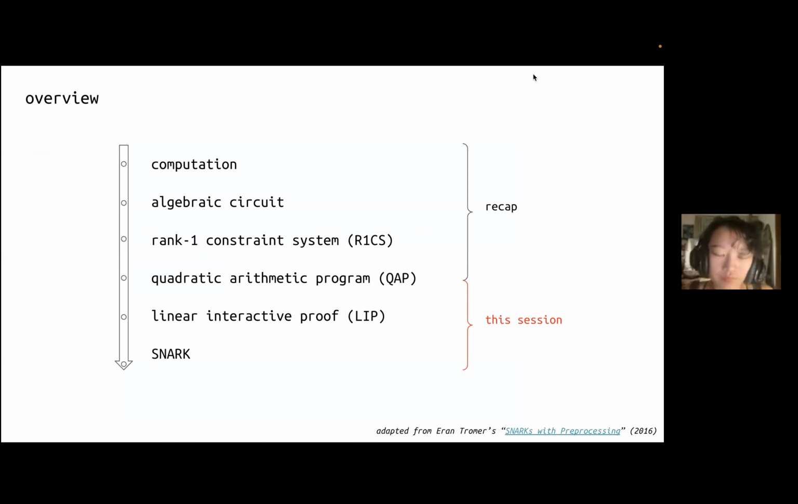I understand that you've already covered the first part of the Groth16, which is going from the computation to R1CS to the QAP. So we won't spend too much time on that. We'll just do a recap. And then this session will take us from QAP through the linear interactive proof and finally to our snark. And you can interrupt me at any time for questions.